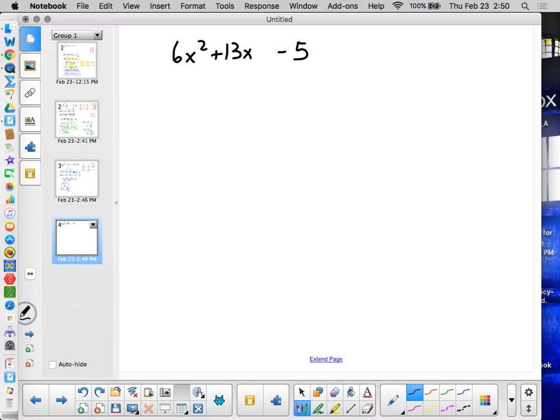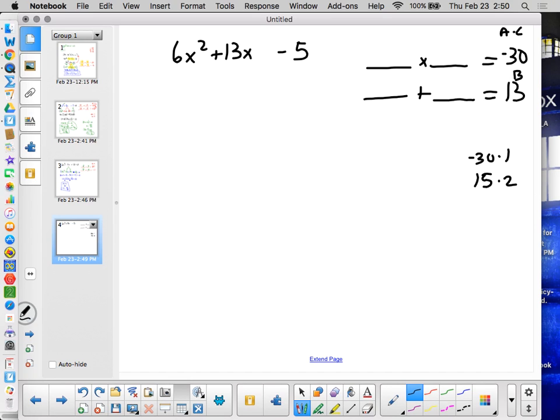Okay, let's try that. So my product has to be a times c, or negative 30. My sum has to be 13. And again, the negative 30 comes from the 6 times negative 5, a times c, and this is b. So the numbers that do that, product of negative 30, that could be negative 30 times 1 or 30 times negative 1. Either way, that's not going to give me a 13. How about a 15 and a 2? Oh, I can get a 13 from that if the 2 is a negative. So negative 2 and 15.